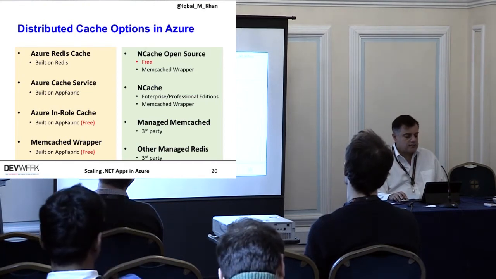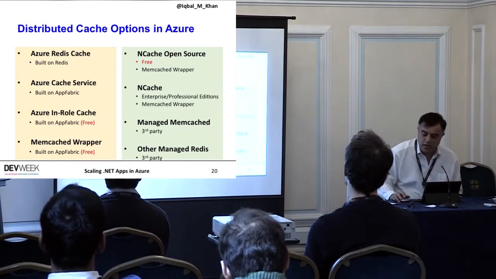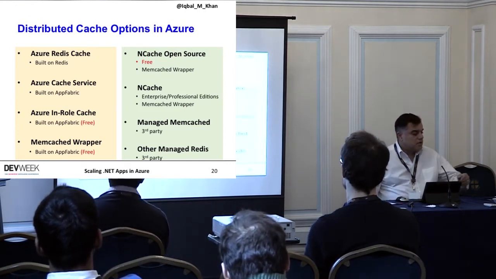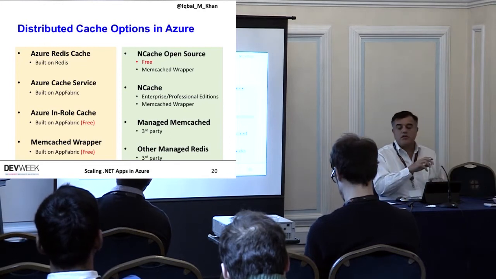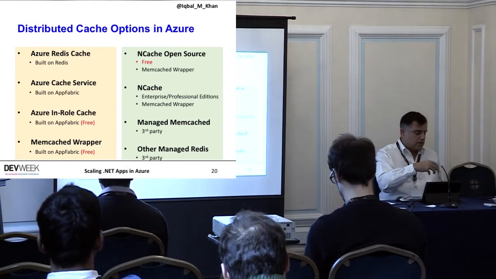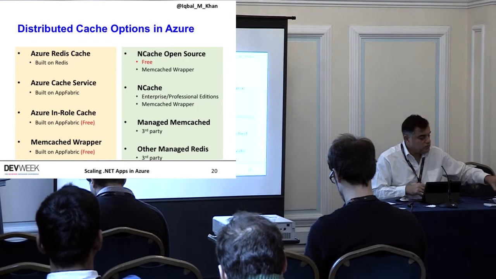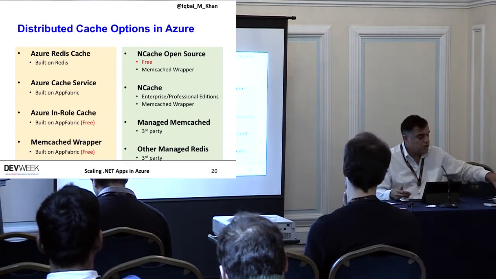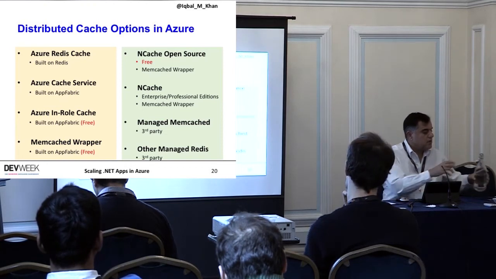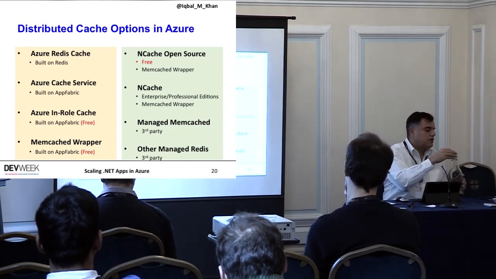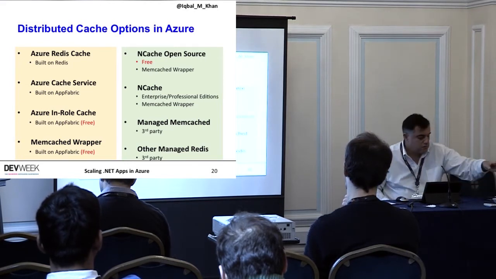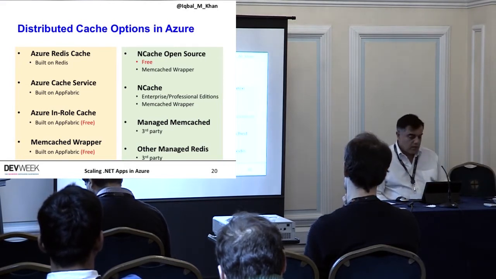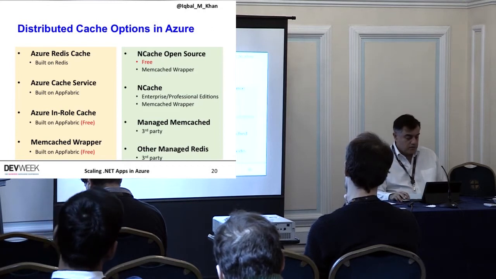Okay, so now let's come to Azure. If you're developing an application or deploying it in Azure, and you want to use a distributed cache, or let's say you should use a distributed cache, what are your options? And I'm talking mainly from a .NET perspective. So Microsoft gives you these 4 options on the left.